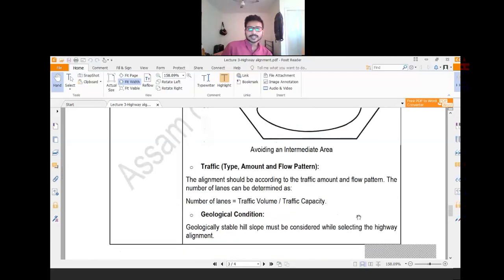Then the alignment should be according to the traffic amount and flow pattern. Okay, so based on the traffic, meaning the road users. Okay, that is the different types of vehicles, pedestrians, etc. So based on the traffic condition, you have to decide the width of the road. Okay, if there will be any median division and other things. So all these physical characteristics of the road will be decided upon the traffic conditions and flow pattern.